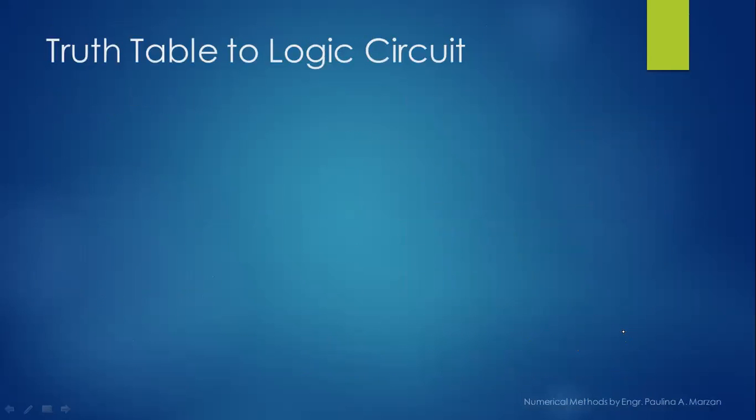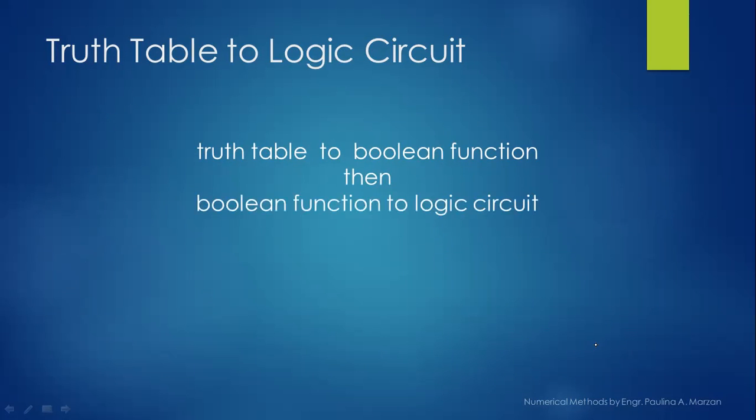Lastly, if we are going to express a truth table to its equivalent logic circuit, first, implement the truth table to its equivalent Boolean function. And then, from that derived Boolean function, express it to its equivalent logic circuit. This is how we can do it. Okay, so that's all.